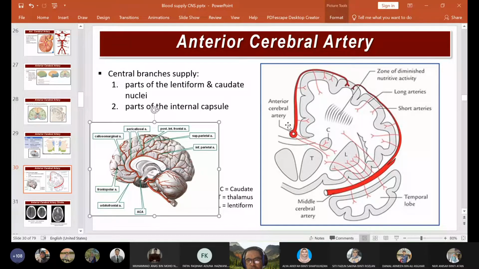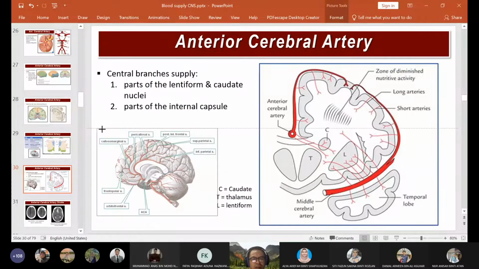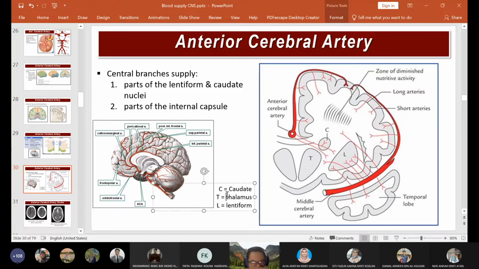It also sends off central branches to the lentiform and caudate nucleus, which you studied yesterday from Dr. Choi. Correct? Right? That's why the anterior cerebral artery supplies a part of the lentiform and part of the caudate as well as the internal capsule. Here is your internal capsule. So from this cortex it goes here and goes down. So this is your internal capsule here. So it supplies the lentiform as well as the internal capsule.